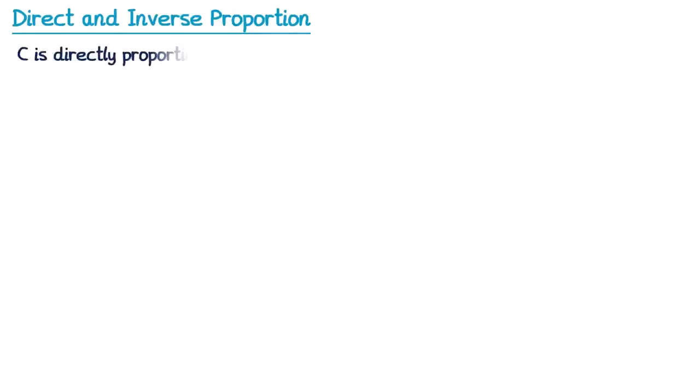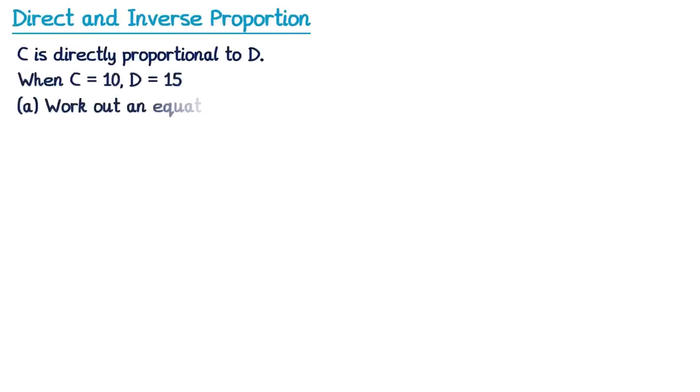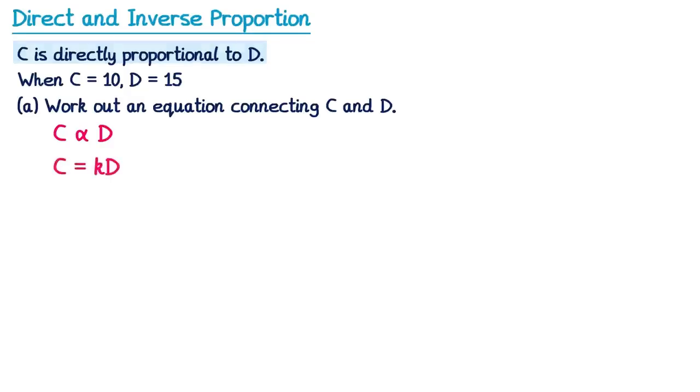So this time we're going to use different letters, but C is directly proportional to D, and we've been told that when C is 10, D is 15, and we need to work out that equation that connects C and D. So this question tells us that C is directly proportional to D, which means we can write that mathematically as C is proportional to D. Since they're directly proportional, there must be some constant that we can multiply D by to get C. So we replace that proportional symbol with C equals KD. Our goal is to find the value of K.